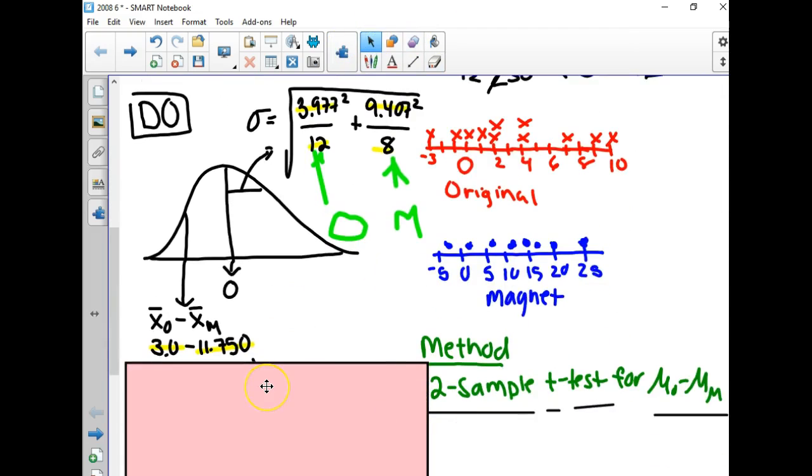Once you get all that, they're going to give you a T-score. Now you need to show your work for T. Pause it right now and see if you can show your work for T on your own.